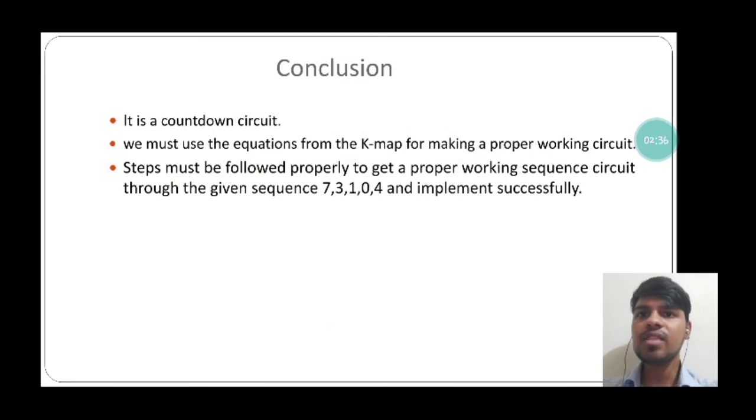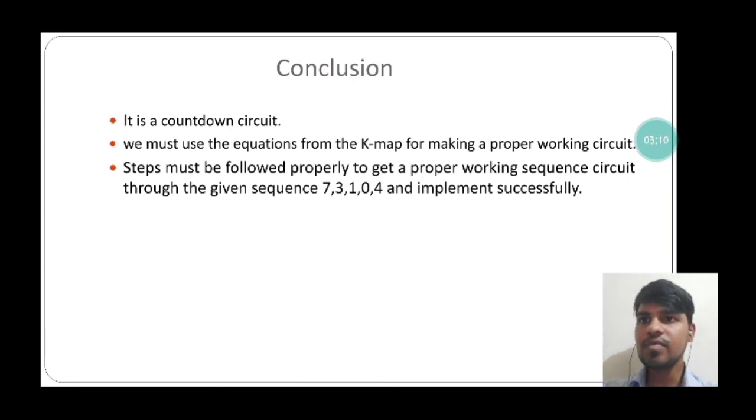Conclusion: it's a countdown circuit. Countdown means that it has two states, one is present and another is next. We use K-map for making our circuit and establish our logic.